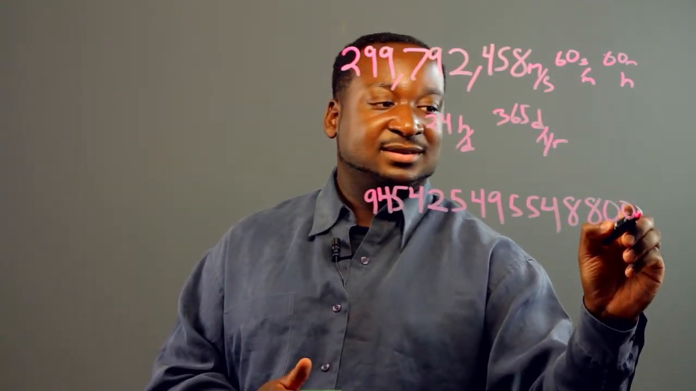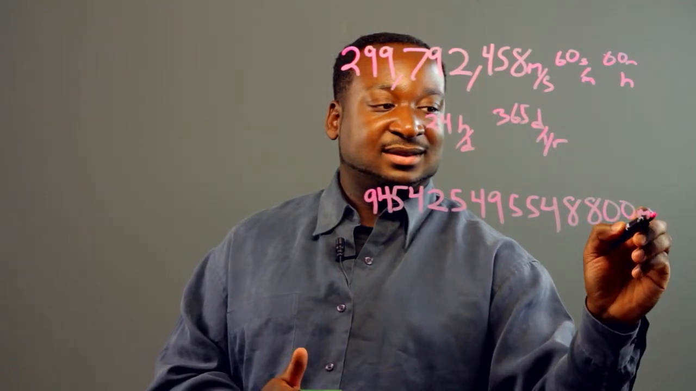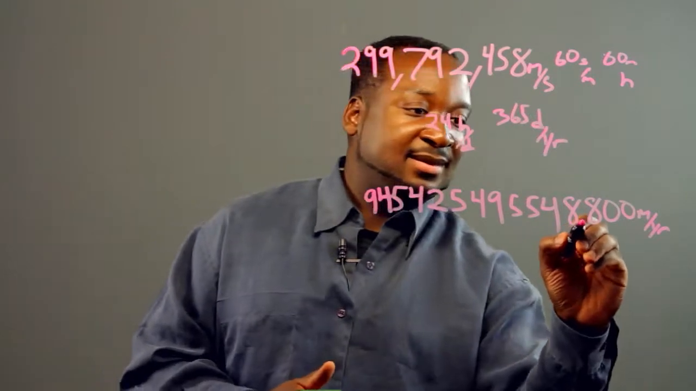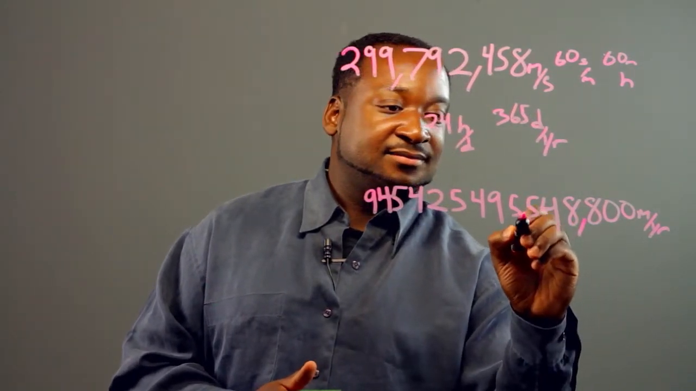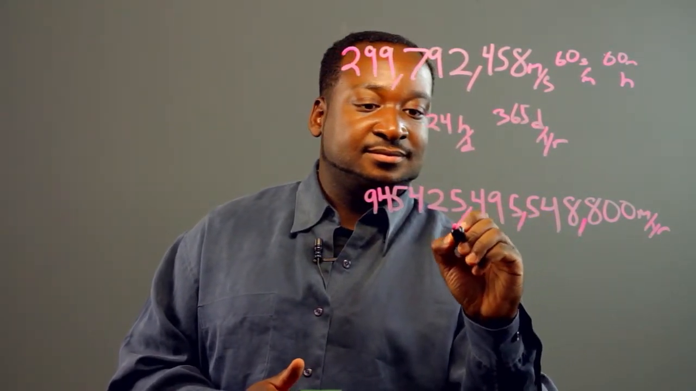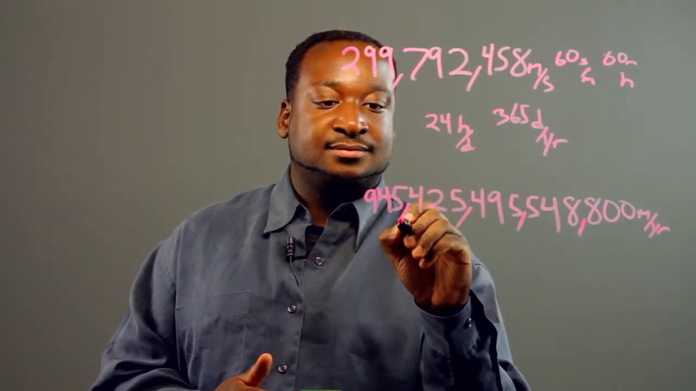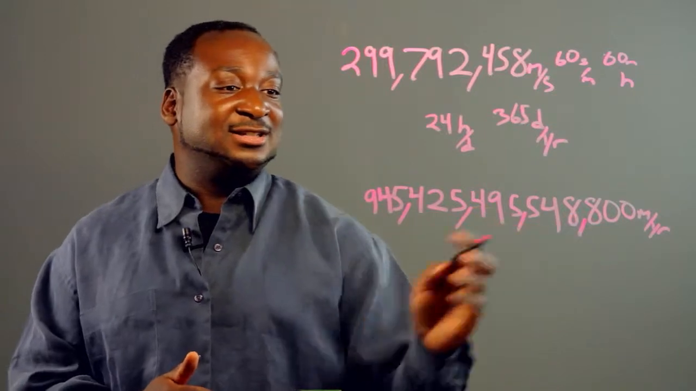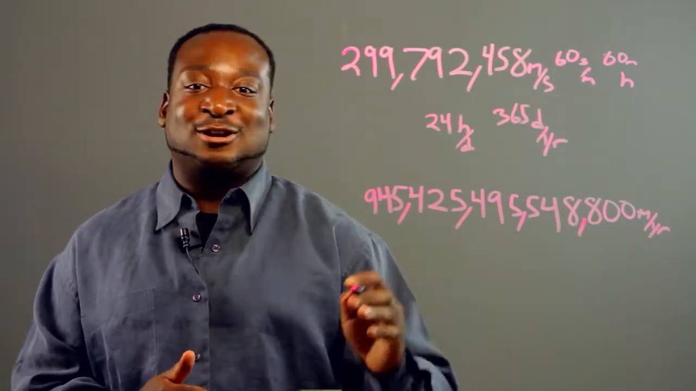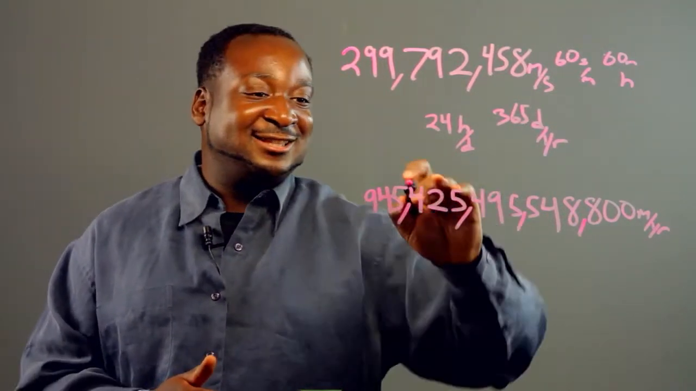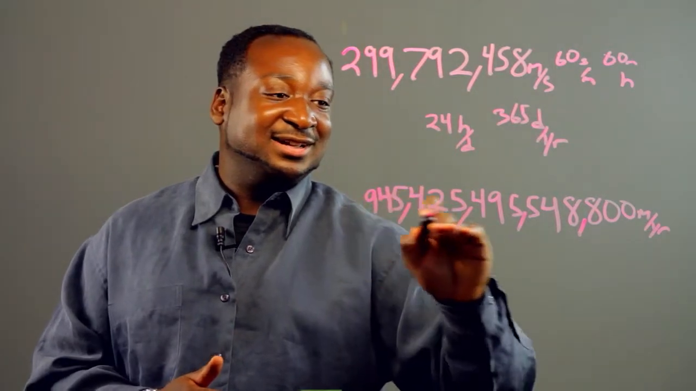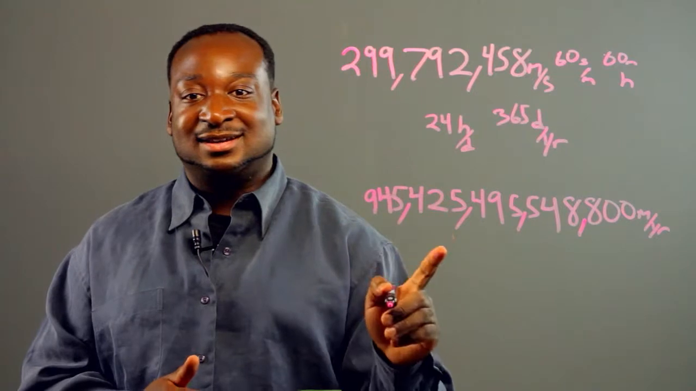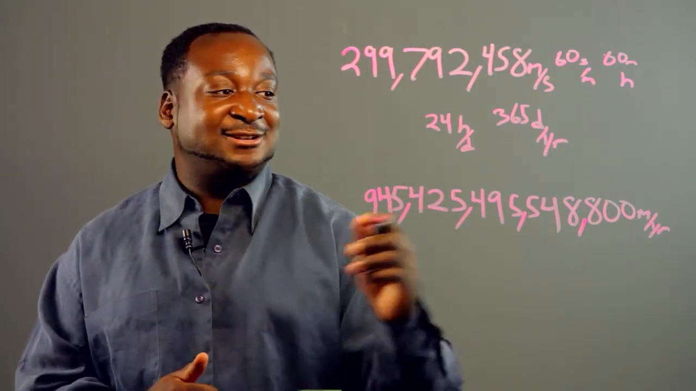9,454,254,955,488,00 meters in 1 year. And here's your answer. It's a very large number. I'm not going to try to pronounce this, but this is the length that light travels in 1 year. Thus you have it, a light year.